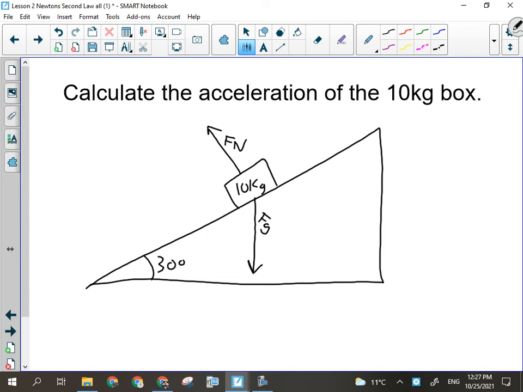Right here. Since the ramp is frictionless and there's nobody pulling this thing up or down the ramp, those are the only two forces involved. Now, is force a vector quantity? Okay, how do I add vectors? Tail to head.